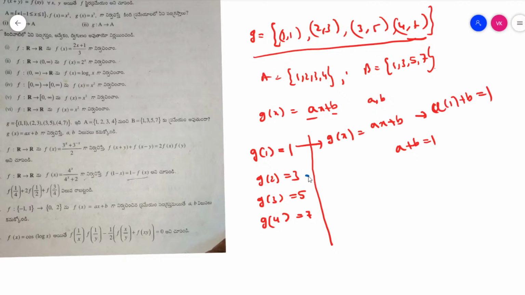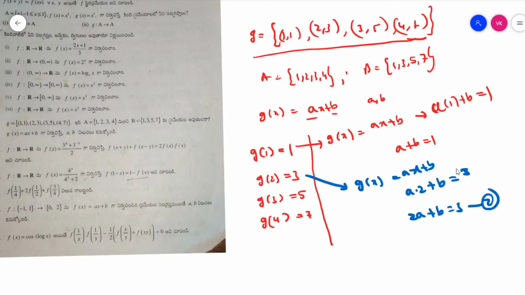And let's go for the second one. So g of x is equal to ax plus b. Here we have to take the x value 2. Then a into 2 plus b is equal to, that means the image will be 3. Then 2a plus b is equal to 3. These two, let's consider as equation 1 and equation 2.